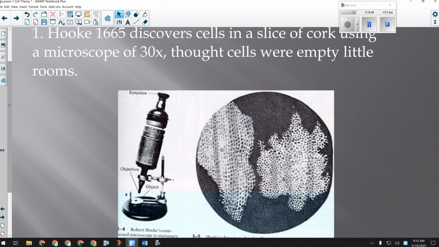It comes from a tree. Cork is a piece of cork tree. Okay? So he cut it really, really thin and put it under the microscope. This is what he saw. What is he looking at?